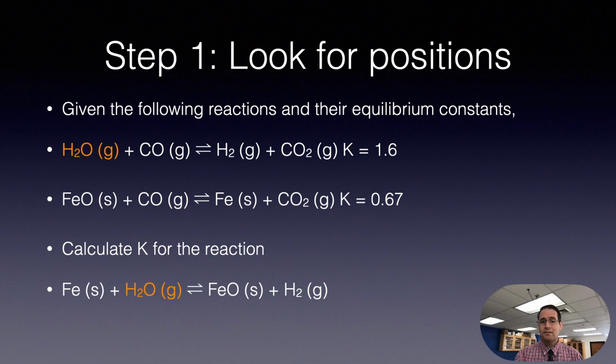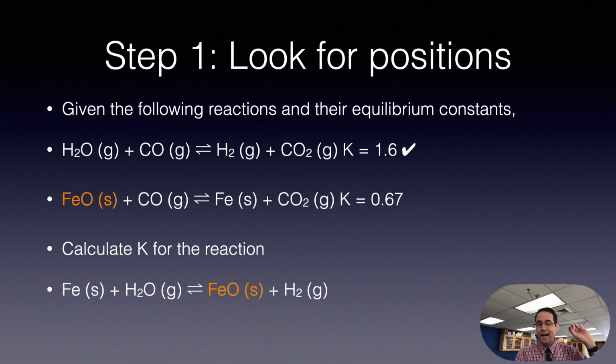So first, let's look at water in reaction 1. Water's on the left, water's on the left. We have hydrogen on the right, and we have hydrogen on the right. So everything is positioned correctly, and so I'm putting a check mark, meaning that I'm not going to have to flip this chemical reaction, okay? Let's look at the next chemical reaction.